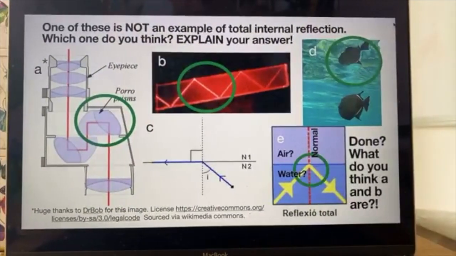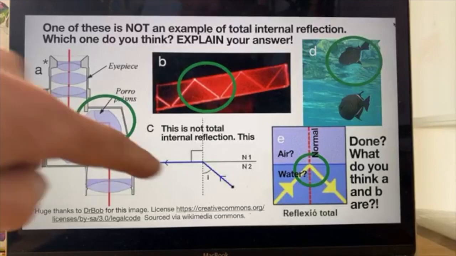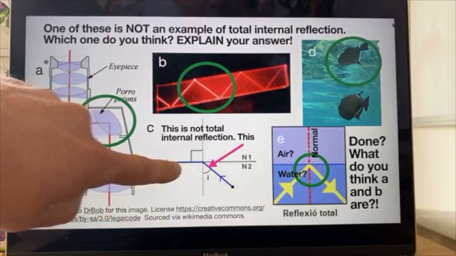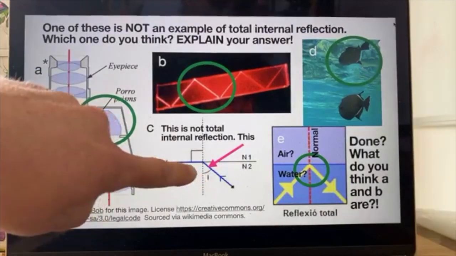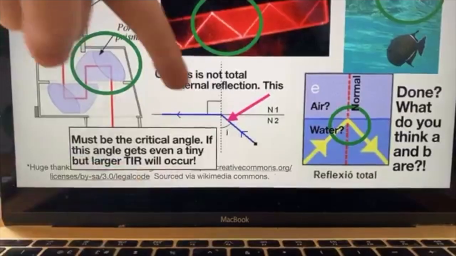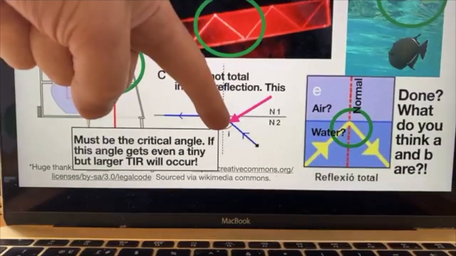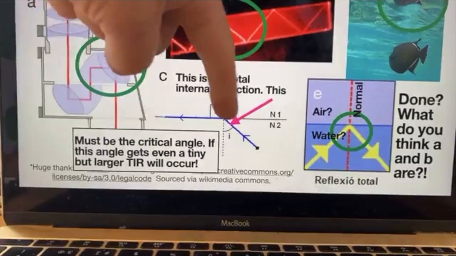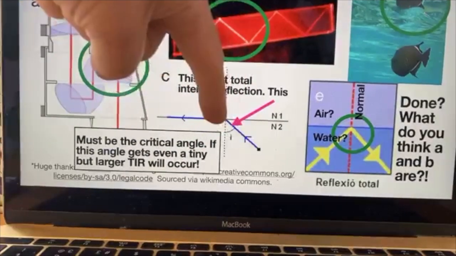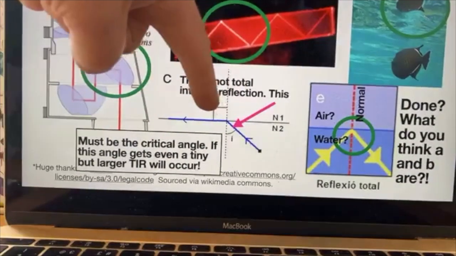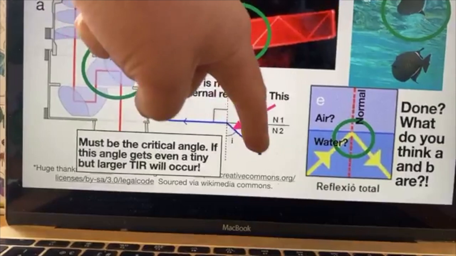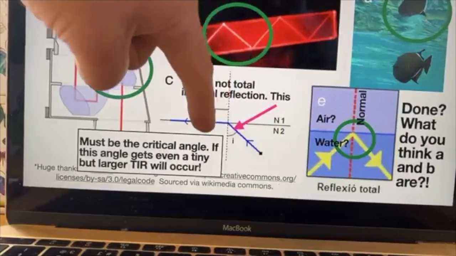Why is C not total internal reflection? Well, this angle here is the angle where the light just starts to travel along the boundary. So it's not quite being reflected, but it's just about to be. So this angle of incidence must be the critical angle. If this angle gets even a tiny bit bigger, then this ray of light is going to be totally reflected. Okay, is that all right? Whatever this boundary is here, at the moment it's not being totally internally reflected. The angle of refraction is 90 degrees, so this must be the critical angle. That's the definition of critical angle: whatever angle makes the angle of refraction 90 degrees.